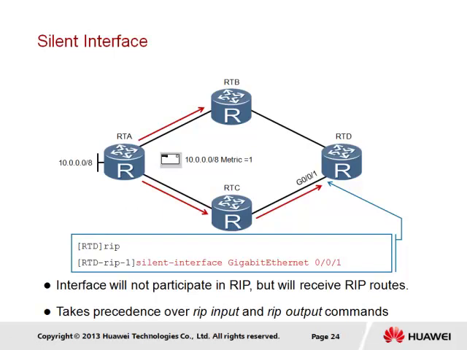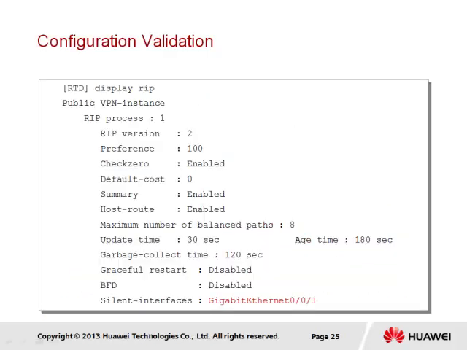While the interface will not participate in RIP, it will continue to receive messages and update the routing table with the messages received. If the RIP input or RIP output commands are configured on the interface at the same time as the silent interface command, it is the silent interface command that will take precedence. For those interfaces that have been configured as silent interfaces, we're able to verify the configuration has taken effect using the display RIP command. The entry within the command will list those interfaces that are currently operating as silent, as we can see highlighted here.